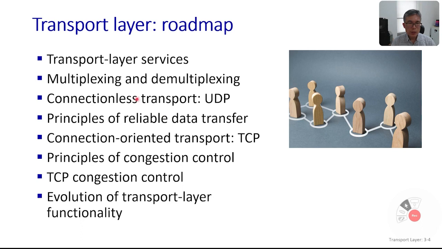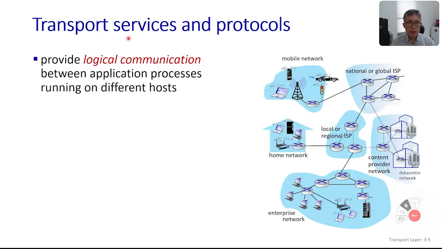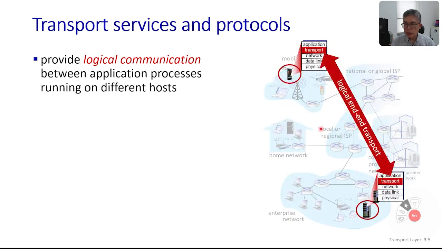Firstly, we see the transport services and protocols. On the right-hand side we can see the figure of the network. The mobile phone accesses some video clip, like Netflix. From the transport layer point of view, the mobile phone and the Netflix server are logically connected end-to-end, as if one hop. But from the actual network layer point of view, it is a multi-hop network.